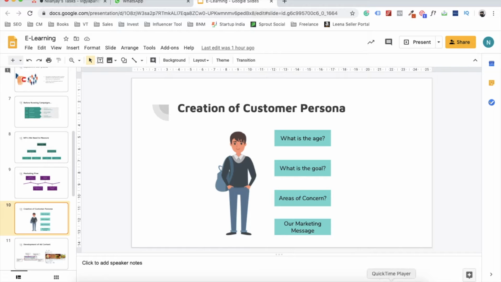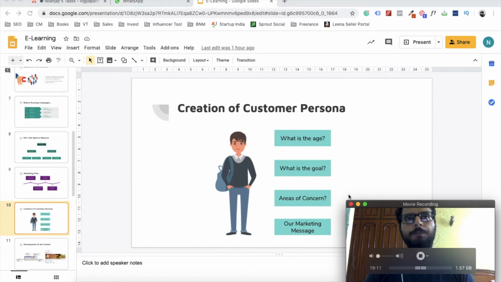Here, this is just a fancy slide that I've added. You can either add it, or you can remove it. That is up to you. This slide doesn't have a very major significance in the proposal. I've just given a general view of how I create a customer persona. So what is the age, what is the goal, area of concern, our marketing message, just to make sure that our marketing message, our ad copies, is consistent throughout the multiple channels that I use. So this is something you can add or you cannot add. I'm going to discuss this much further, right?